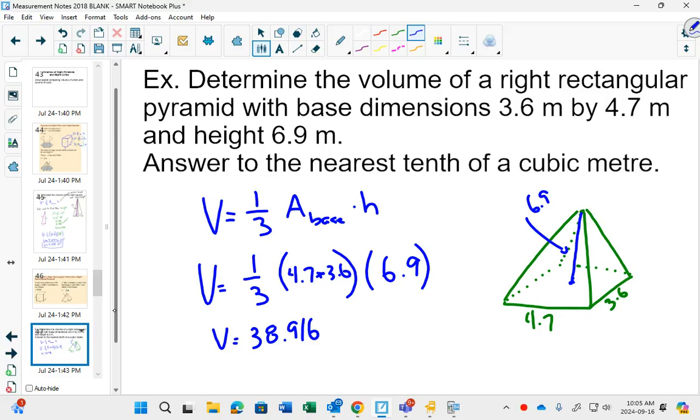I've got my answer. I need to check, did I have units? I need to check, does this question want me to round? So I reread the question: answer to the nearest tenth. So that'll be 30.89. We're using meters. And there we have our final answer.